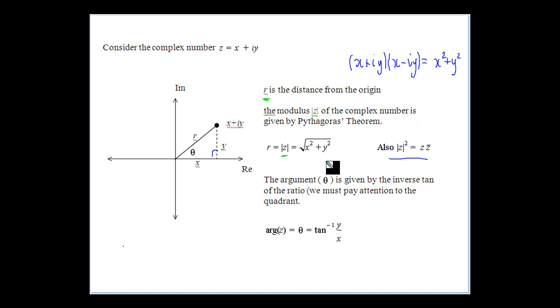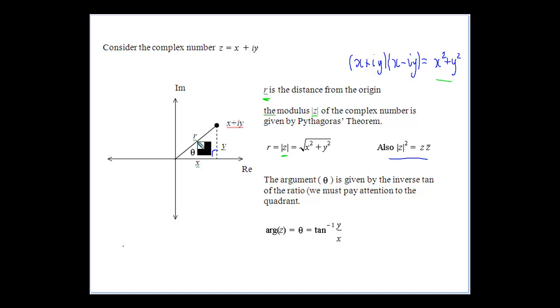What we should note at the moment as well is that the modulus of z all squared is the same as z times its conjugate, because if you remember, x plus iy times x minus iy was x squared plus y squared. So the modulus squared is going to give you the same as multiplying the complex number by its conjugate. So just a little thing to pay attention to.